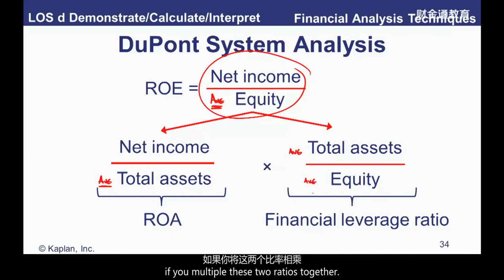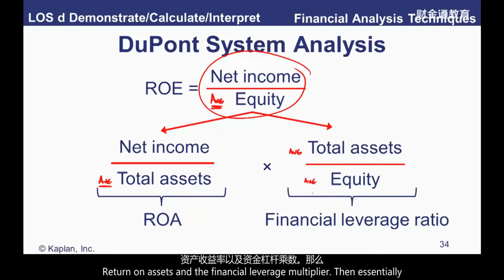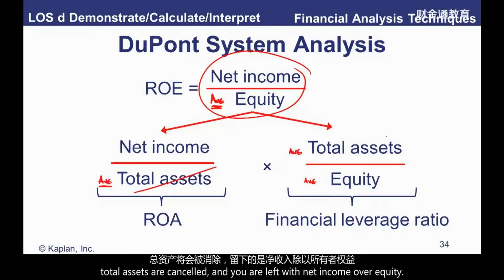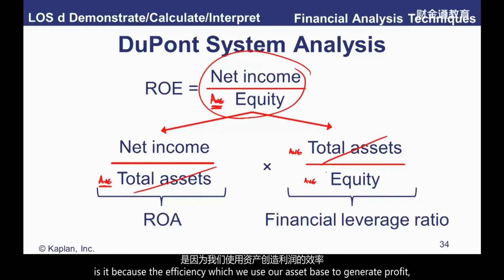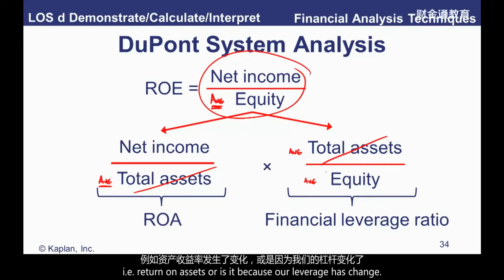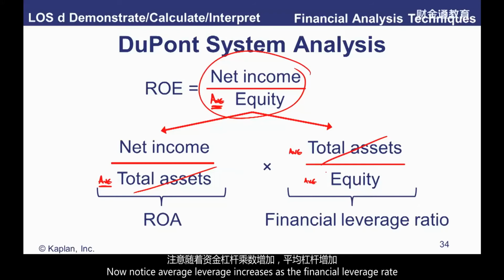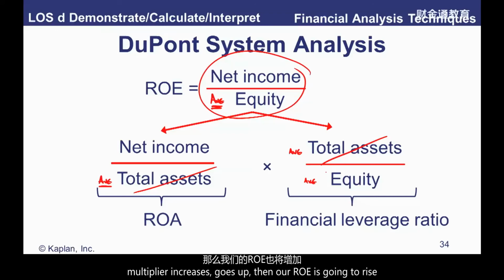Now notice essentially if you multiply these two ratios together, return on assets and the financial leverage multiplier, then your total assets would cancel and you're left with net income over equity. So if ROE has changed, we can now say, is it because of the efficiency with which we're using our asset base to generate profits, i.e. is it an issue with return on assets, or is it because our leverage has changed? Now notice as leverage increases, as the financial leverage multiplier goes up, then our ROE is going to rise in this case.